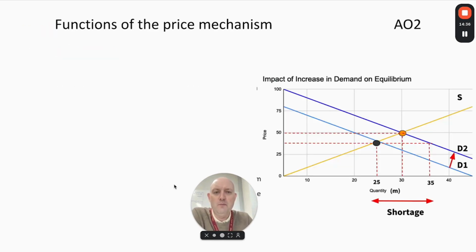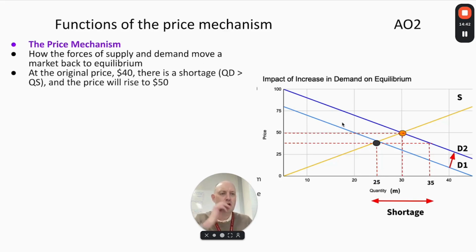All right, we've got one more learning objective to do, which is functions of the price mechanism. So what we're going to do is go back to the demand example we did first, where we've got an increase in demand from D1 to D2. It doesn't matter the reason. I think when we did it earlier, it was an increase in income. And we move from this equilibrium up to the orange equilibrium.